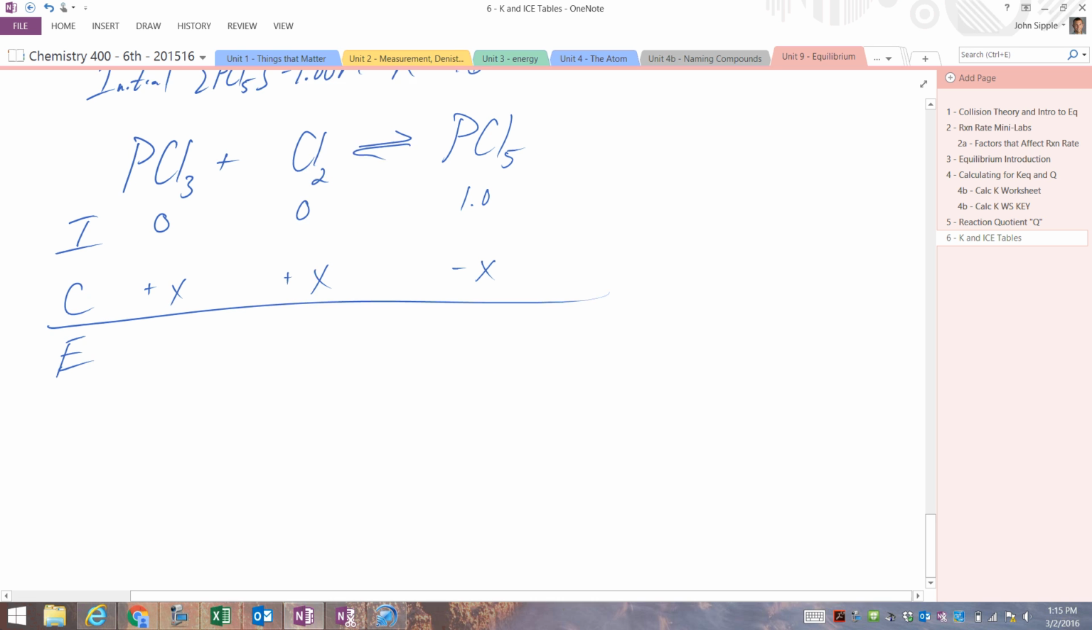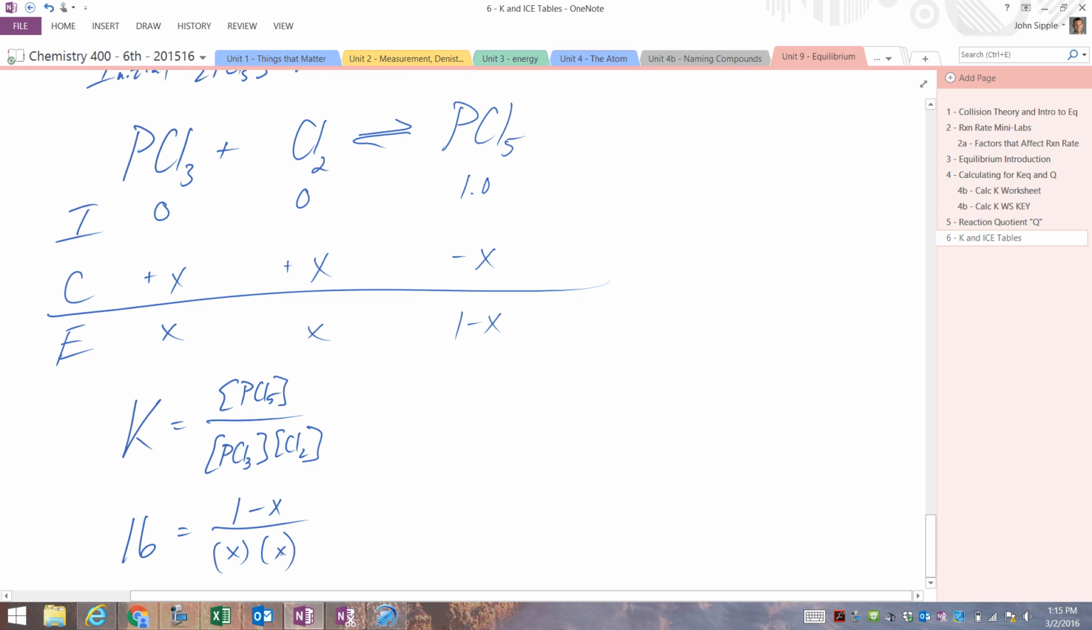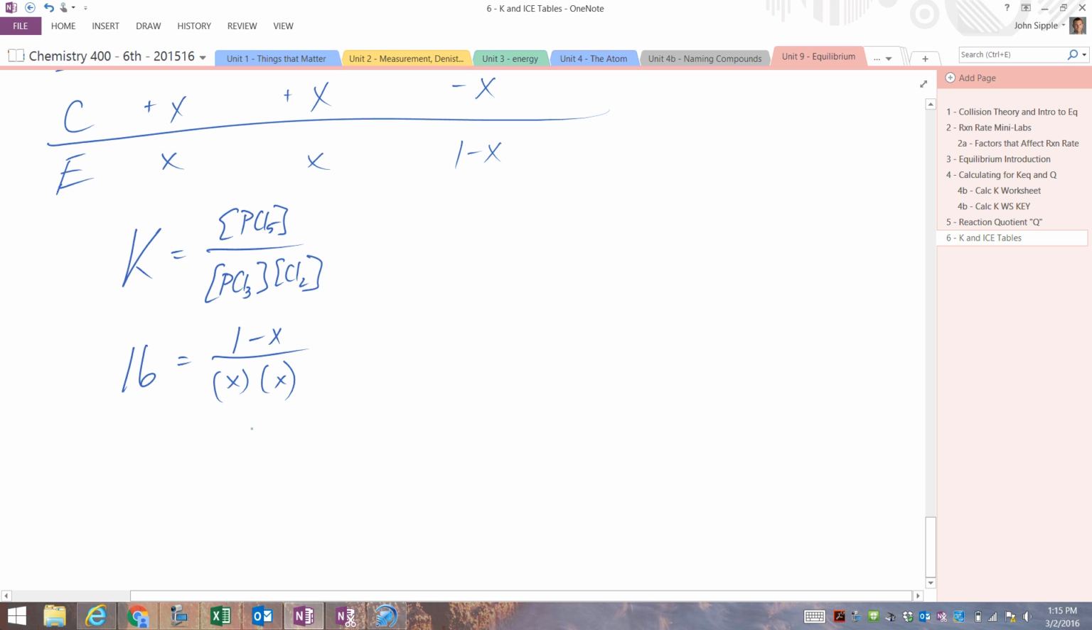All right, so here we go. Let's set it up and see what we got. Our K is the concentration of PCl5 over the concentration of PCl3 times the concentration of chlorine gas. So K is 16. We got 1 minus X over X times X, so 1 minus X over X squared equals 16.